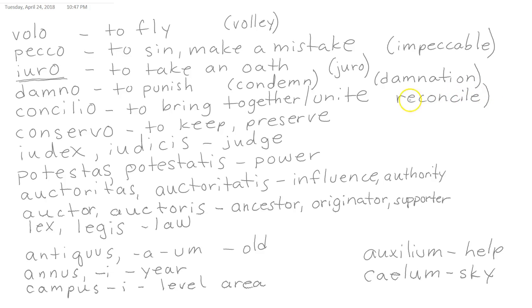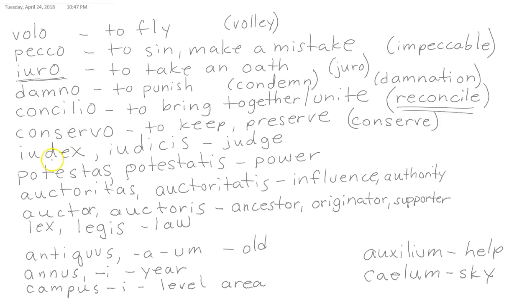These are big, tough words. If you have differences with someone and you reconcile your differences, you come together, you unite, you have apologized to each other and you've made up for it. Conservo, to keep or preserve, and we get the English word conserve. It's really close, conserve with an E instead of a V.